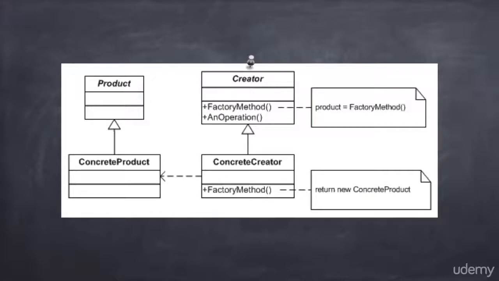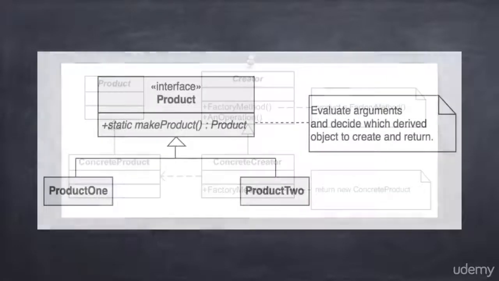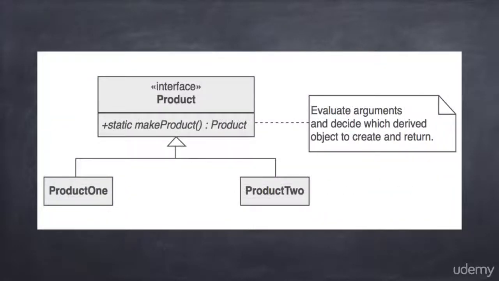To use the pattern, you create a variable of type creator and initialize it with an instance of a concrete creator class. Then, when you call the factory method, it will return a concrete product. There's a very popular alternative pattern implementation, which looks like this. In this model, the factory method is actually a static method of the product class. The static method evaluates its arguments and decides what kind of product subclass to return.